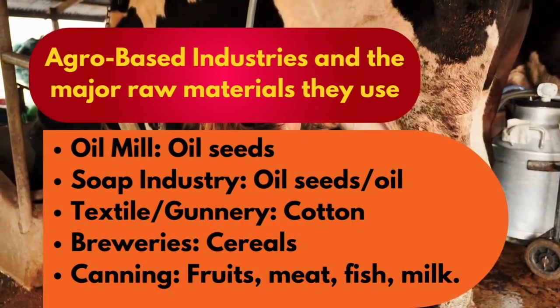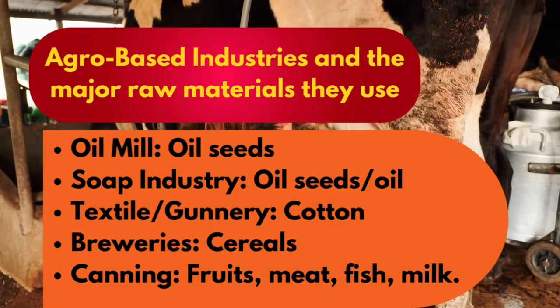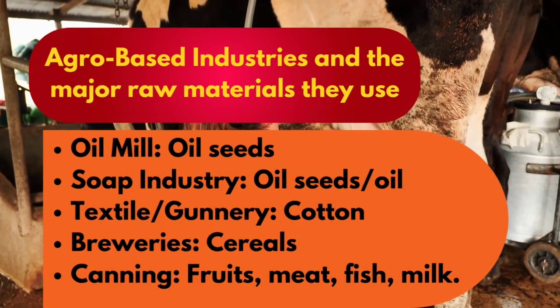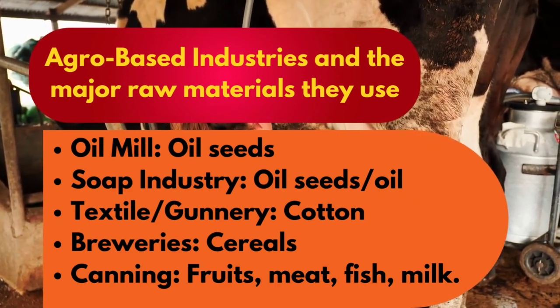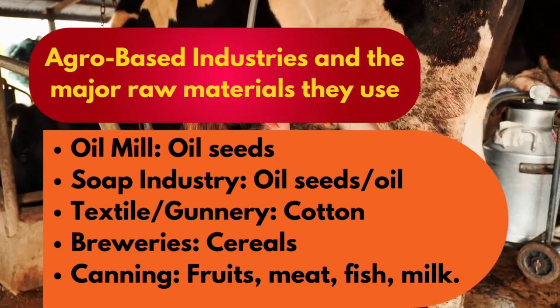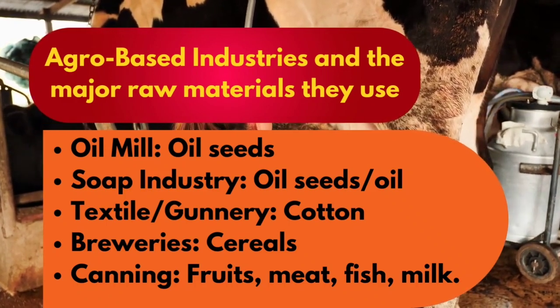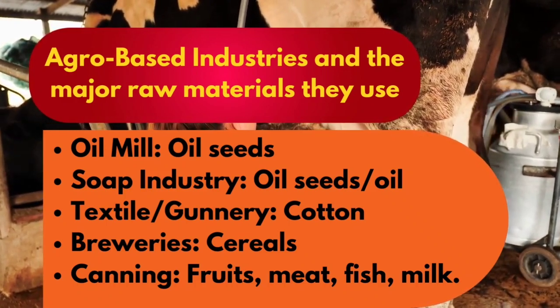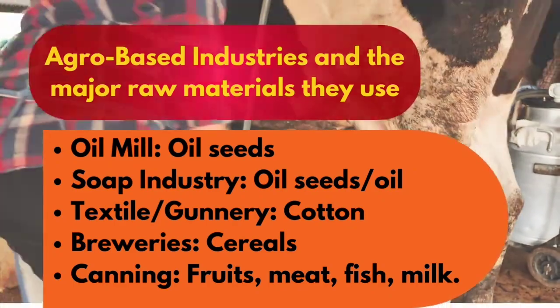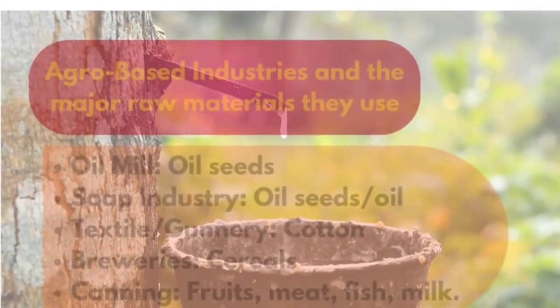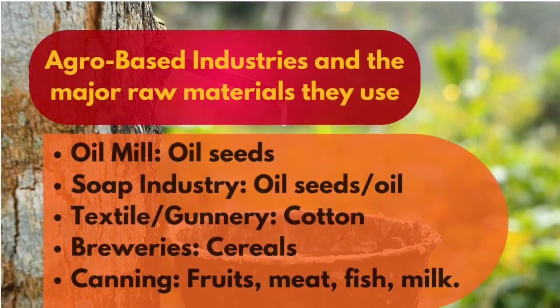Some of the agro-based industries we have: the oil mill, which processes oil seed. We have the soap industry, which makes use of oil seeds. We have textile, which makes use of cotton. We have the brewery industry, which makes use of cereals, and then we have the canning industry, which makes use of fruits, meat, fish and milk.